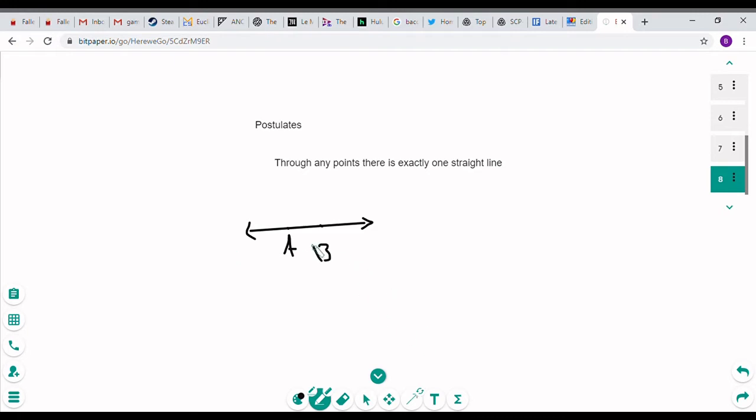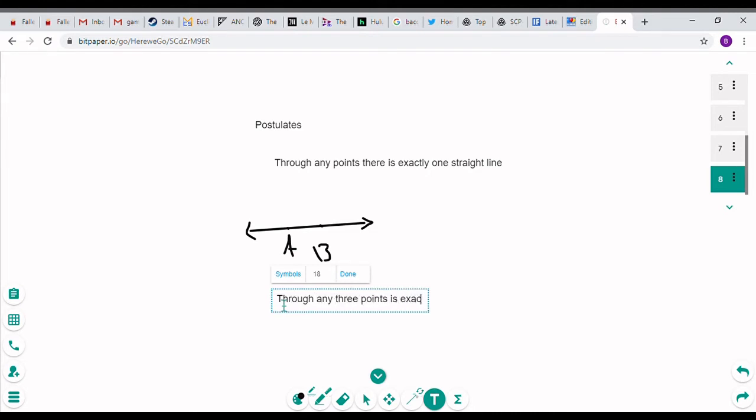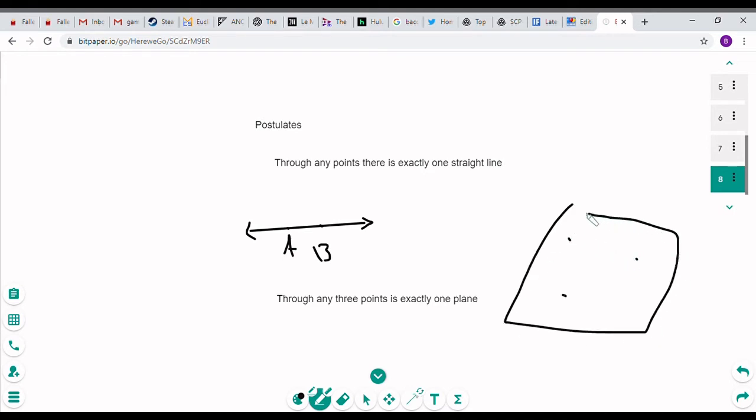Okay, can you guess how many points we need to make a plane? You can go ahead and pause it here if you need to. That's right, through any 3 points is exactly one plane. So if you mark any 3 points in space or on Earth or whatever, and you connect them all, there's exactly one book or sheet of paper that they go through.